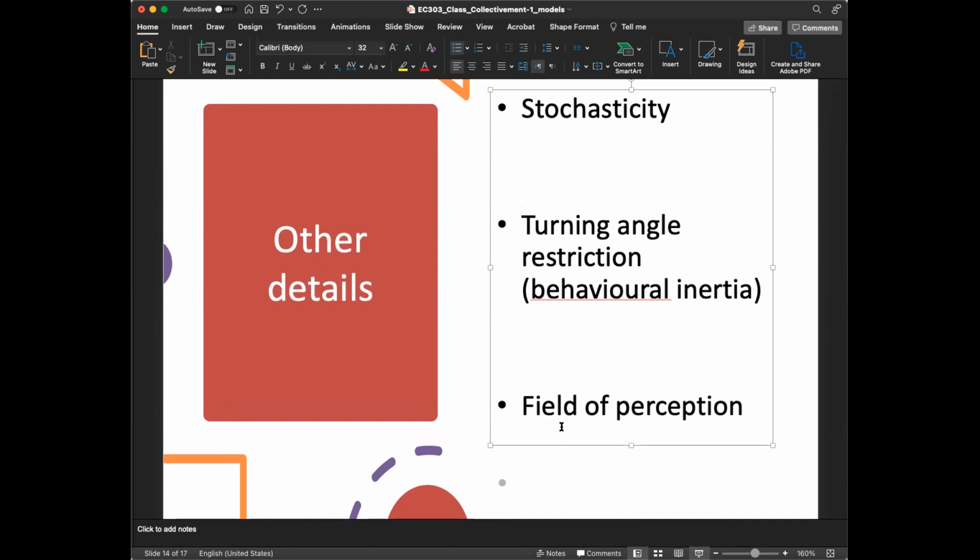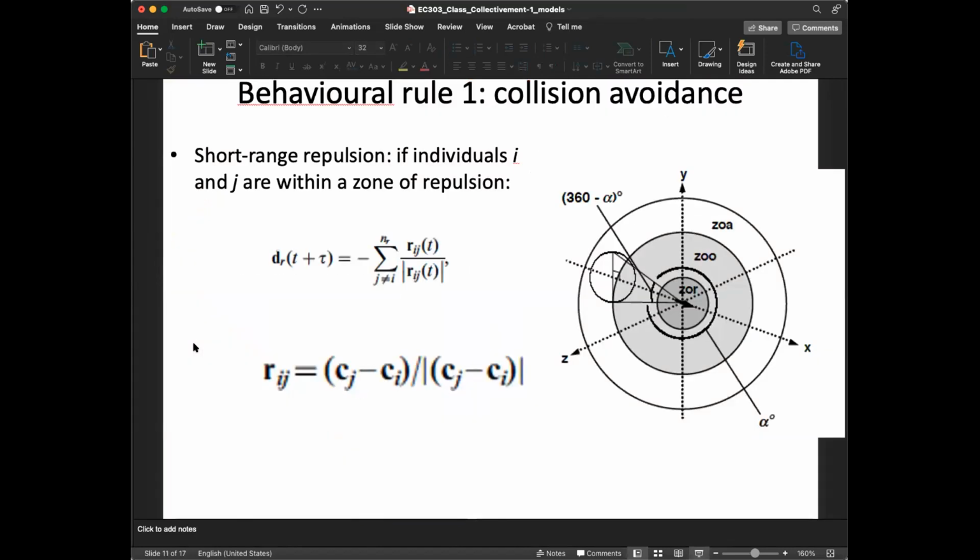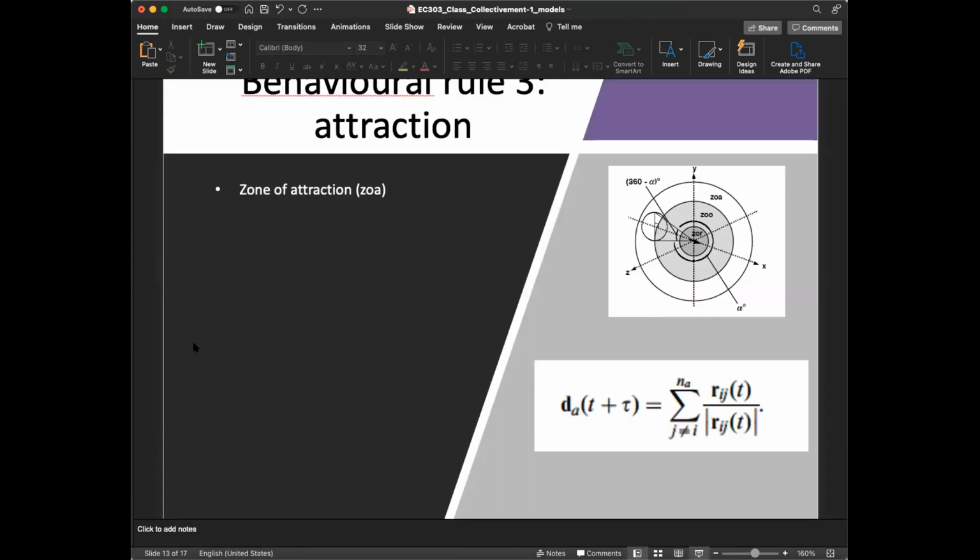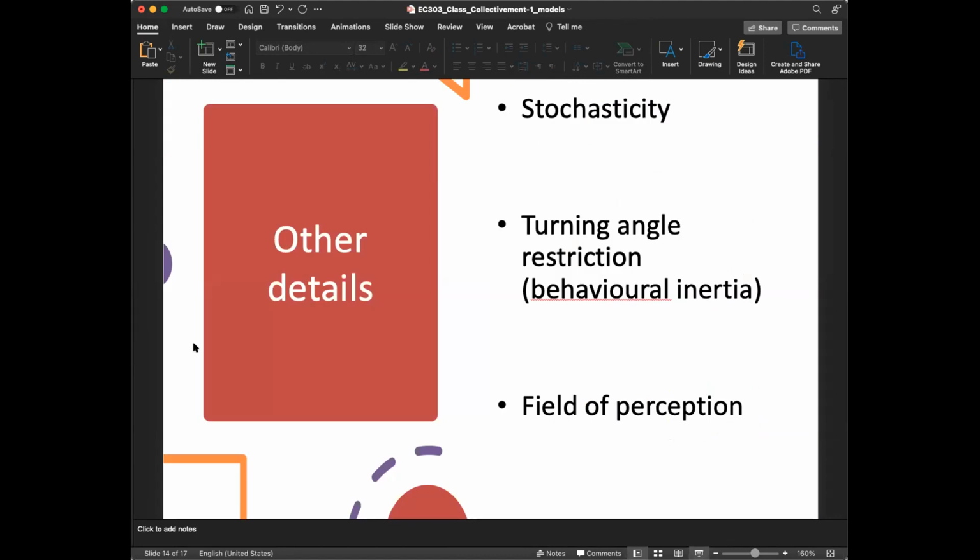For example, for many organisms like fish and insects, this angle can be as large as 270 degrees or even sometimes a bit larger. Whereas for humans, it's closer to 150 degrees or so. We can't really see beyond 180 degrees almost surely. So it incorporates a zone of perception which can be modified depending on the organism one is studying. As you can see, it clearly has many more rules: the turning angle restriction or behavioral inertia, the field of perception, and 3 behavioral rules: collision, orientation, and attraction. There are several more rules compared to the Vicsek model.